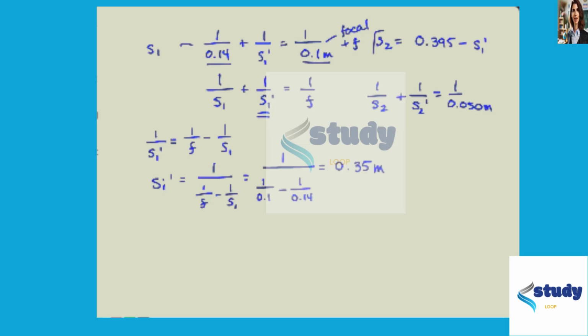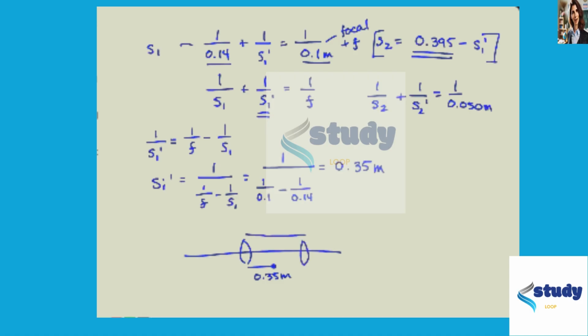This second equation tells you that you're actually dealing with two lenses that are a distance of 0.395 meters apart. So if I was to draw that out, my image is 0.35 meters from my first lens. So my image is now here. It tells you that this distance separates these two lenses.